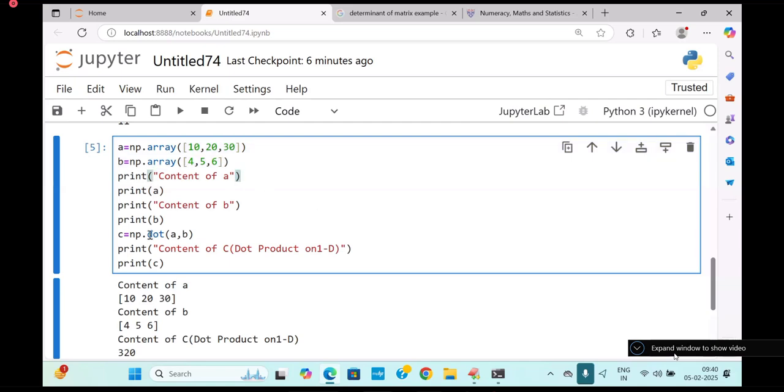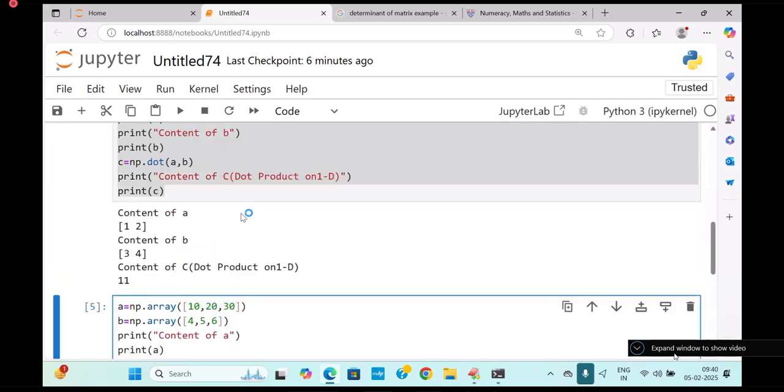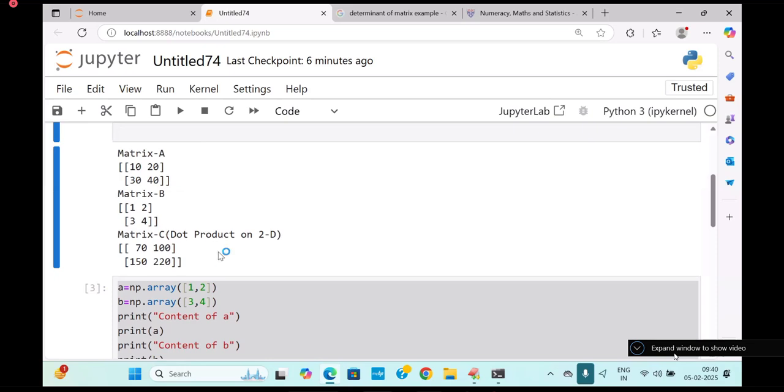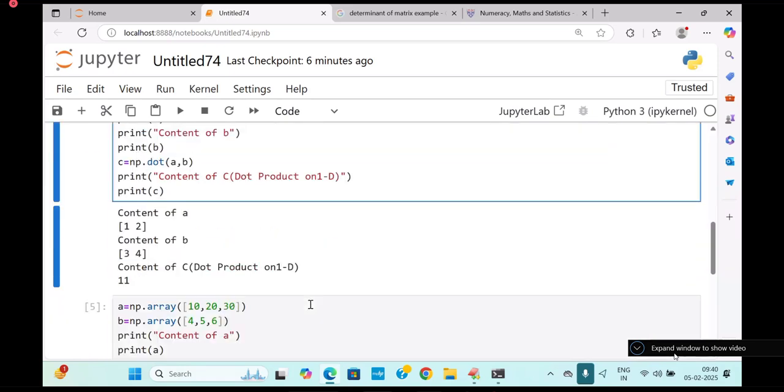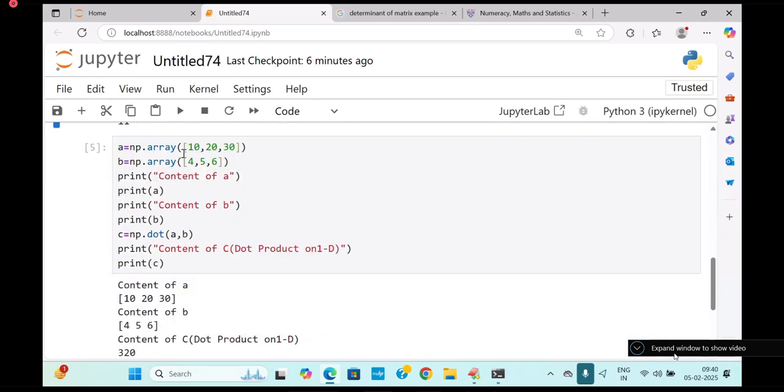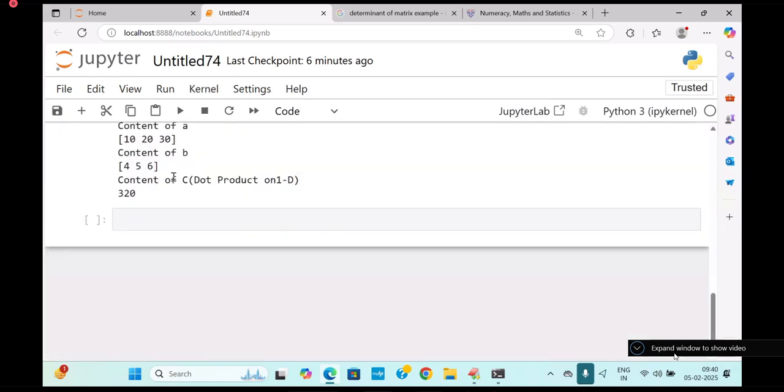Dot is going to be coming on the 2D, but I already said it is a matrix multiplication. Once you come across the 1D, you must go for element-wise multiplication, and the sum of all of them is called dot product on 1D. Clear? Right. Go to the next dot.